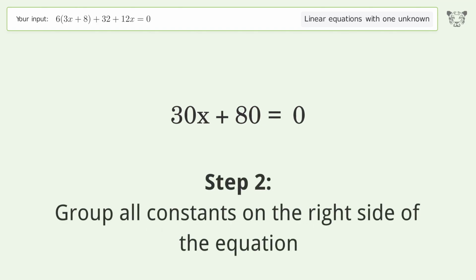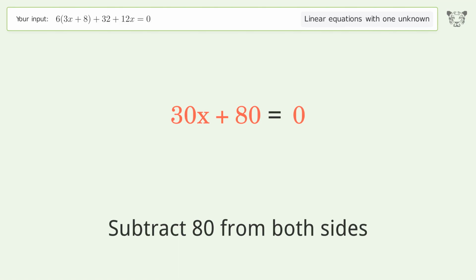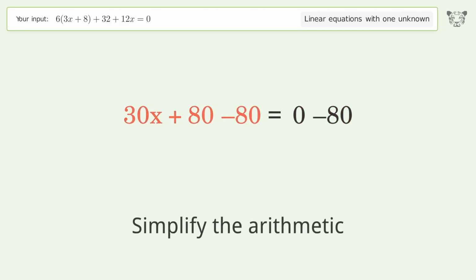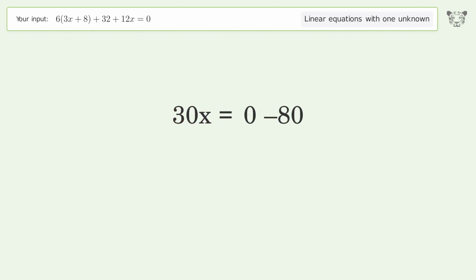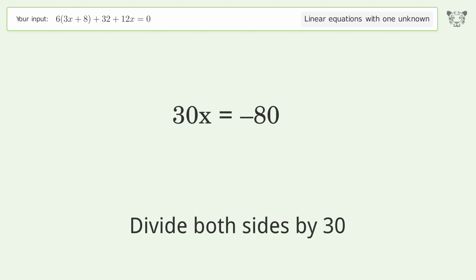Group all constants on the right side of the equation. Subtract 80 from both sides. Simplify the arithmetic. Isolate the x. Divide both sides by 30.